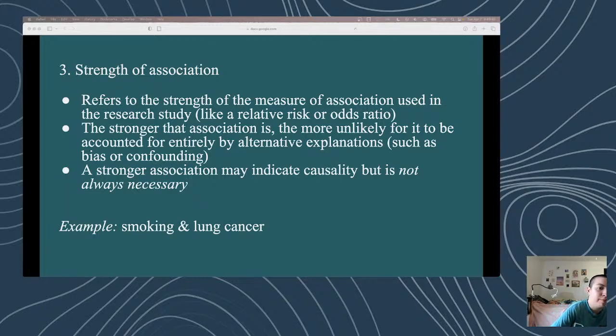So a stronger association might indicate causality, but is not always necessary. You can have weak causes. But this is just one of the things to think about. It's more likely that it'll be entirely accounted for by another confounding factor. For example, smoking and lung cancer. Like I said, the relative risk, at least in that one, was 14.